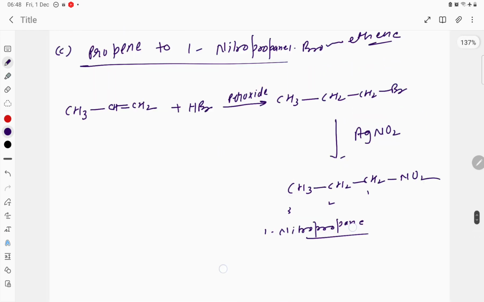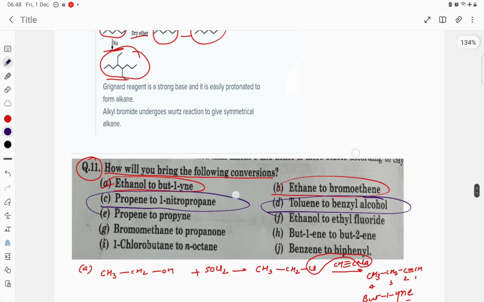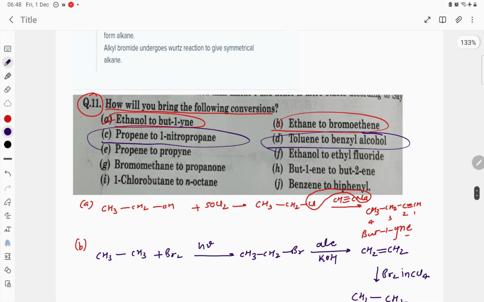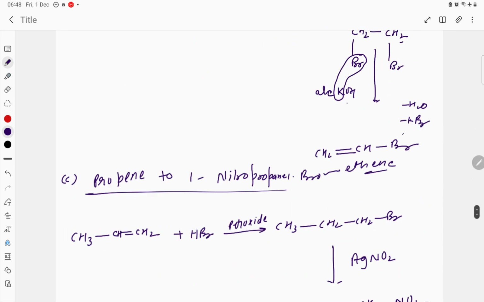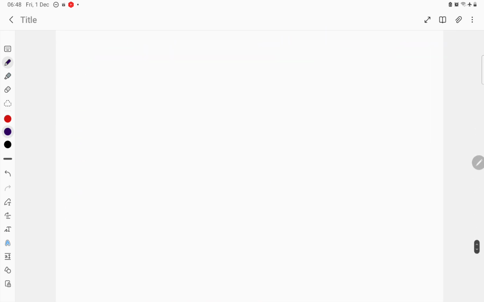Now let us see the next one, student. What is going to be the next one? Here we are having propene to propyne. Very simple, student. Propene to propyne.